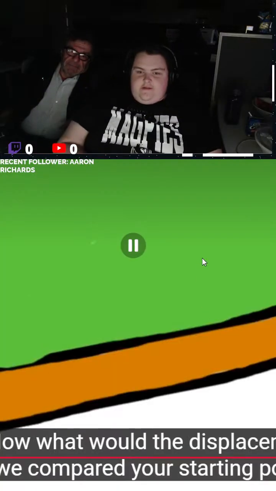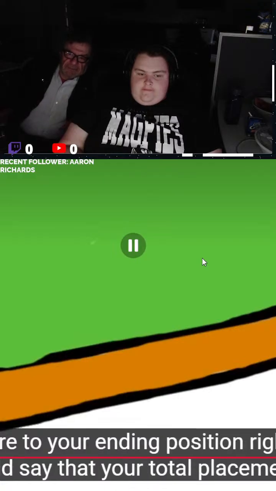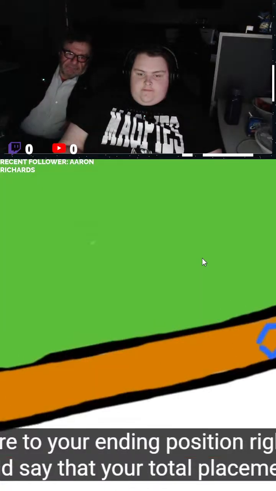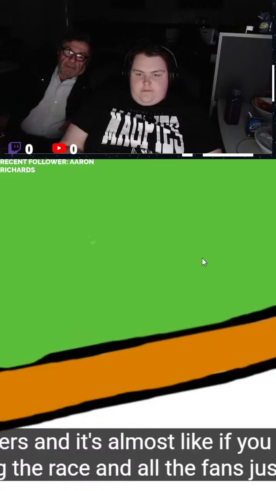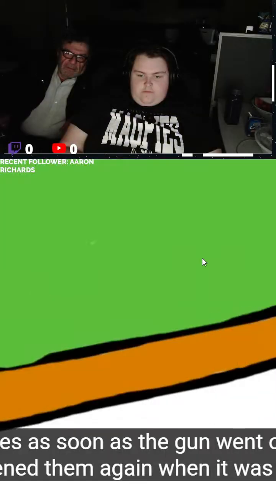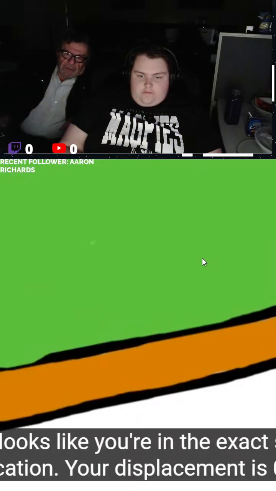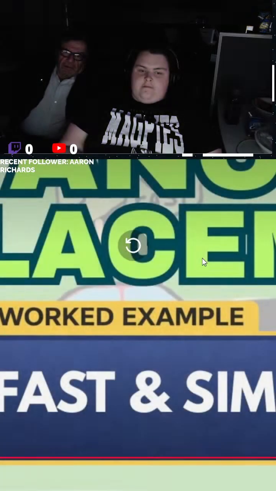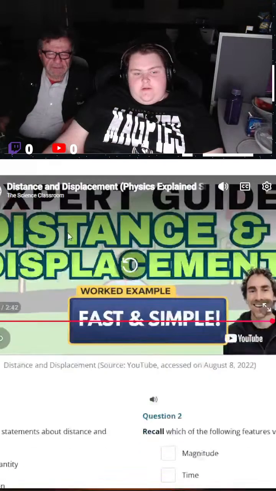So if we compare your starting position right here to your ending position right here, we would say that your total displacement was 0 meters. It's almost like if you were running the race and all the fans just shut their eyes as soon as the gun went off and then opened them again when it was all over, and it looks like you're in the exact same location. Your displacement is 0. Okay, got it now? Yeah.